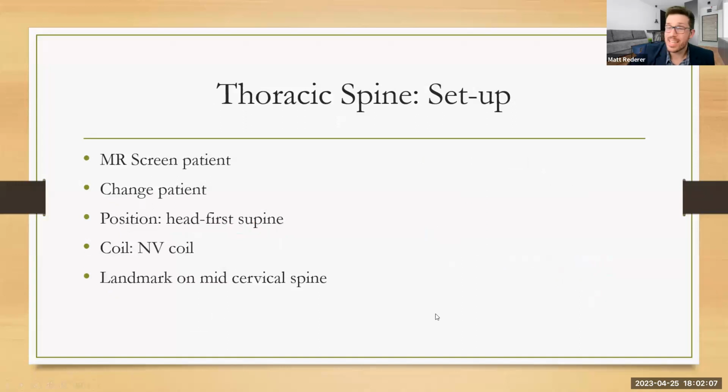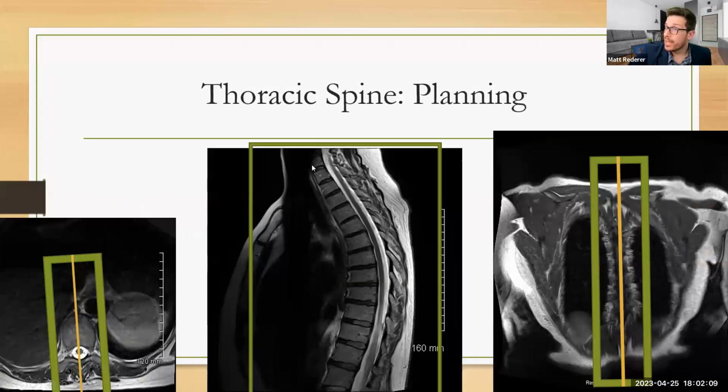For the thoracic, the setup is almost exactly the same, except we need to cover the thoracic spine. Now let me ask you guys this question. I love asking this question. How do I find T1? How do I know where T1 is?